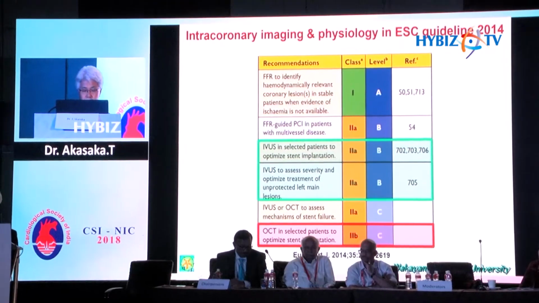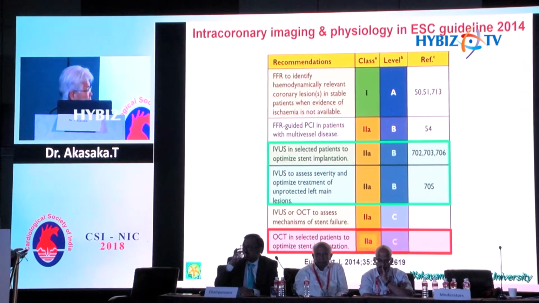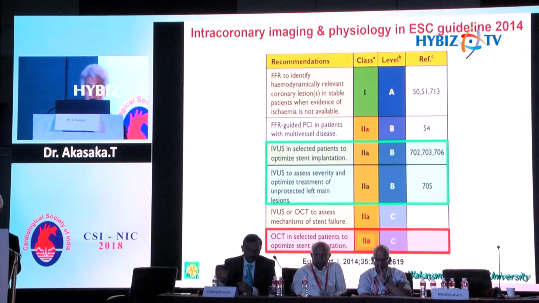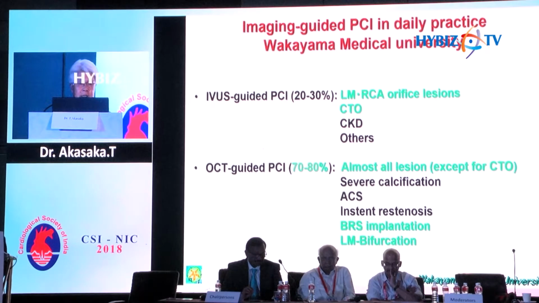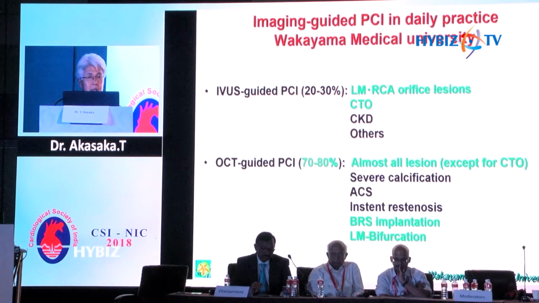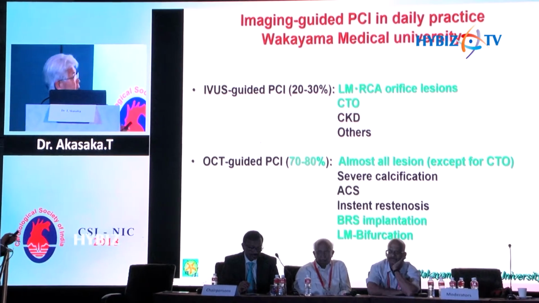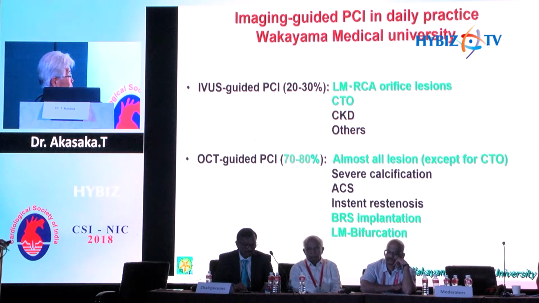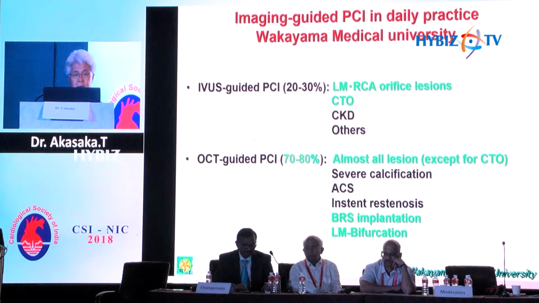So based on this data, we are expecting OCT guided PCI should be at least 2A in the guideline. Based on this experience, in our institution we use more than 90% image guided PCI, and IVUS guide is only 20 to 30%, especially in left main, RCA orifice and CTO, as I already demonstrated. And OCT guide is 70 to 80%. Almost all cases we can do the OCT guide.